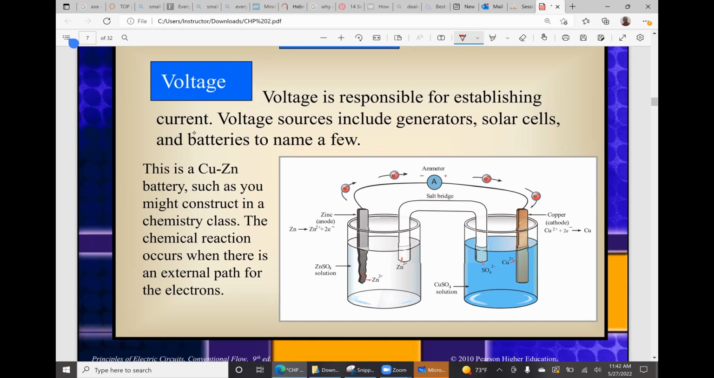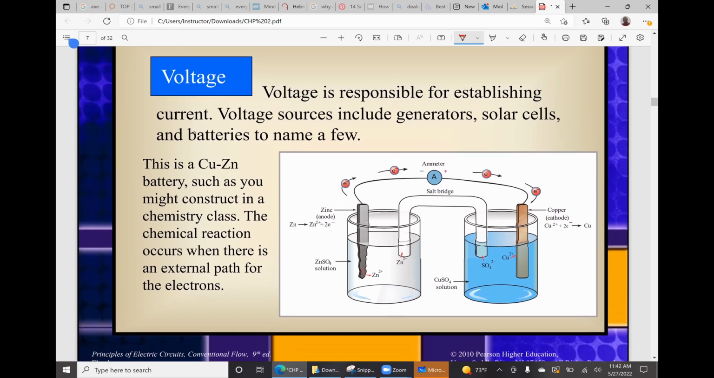Okay, so again here, let's have a look at the battery. Remember we talked about the battery, that we have a reaction going on here, and we call it a redox reaction. And we said, based on this reaction, we have some electrons being given off. Some electrons are produced, and most times these electrons are at a high energy level. So voltage is responsible for establishing current.